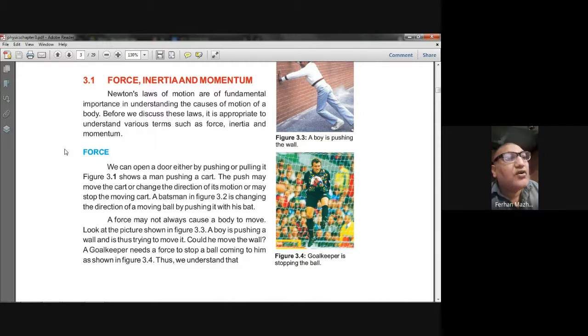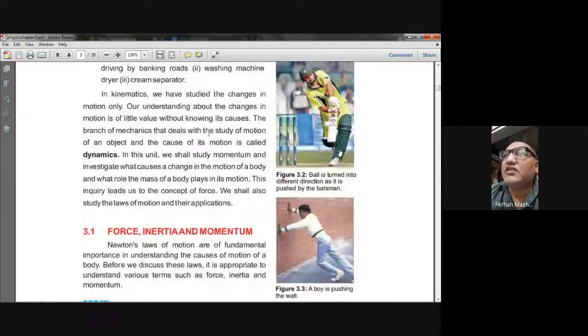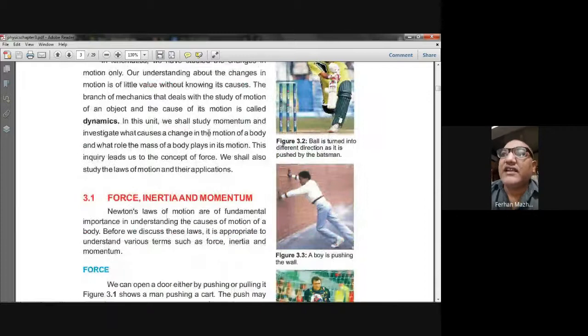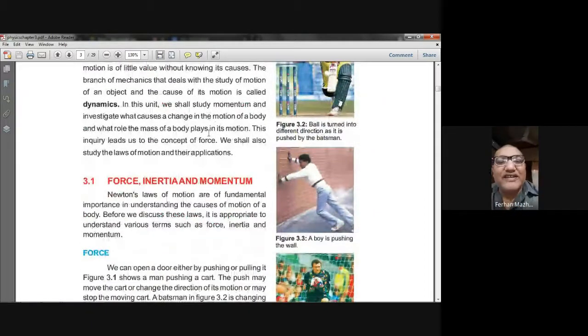For example, in the diagram, you can see that a boy is pushing on a wall. He's applying force, but the wall will not move. So the boy is trying to produce motion in the wall, but he's just trying. He cannot produce motion in the wall. So the push or the pull which he is providing, that is known as force.